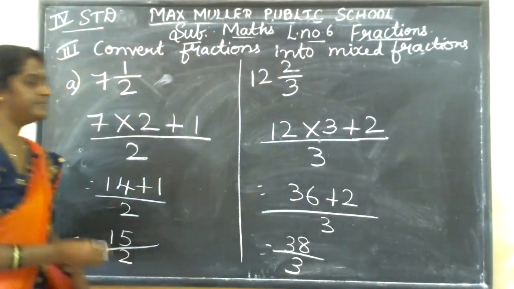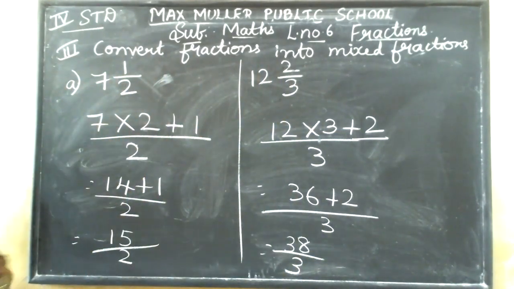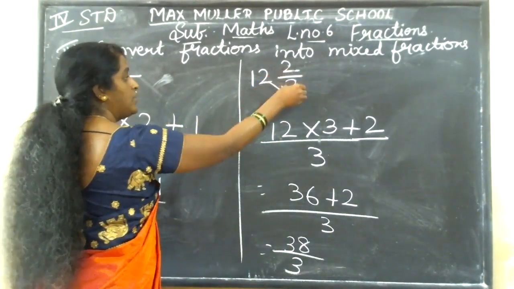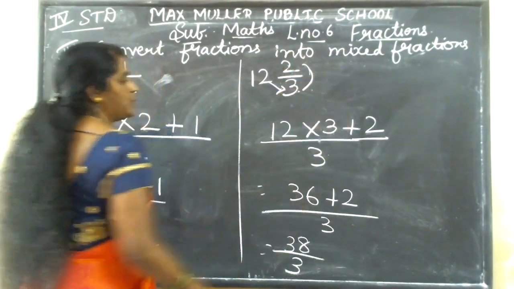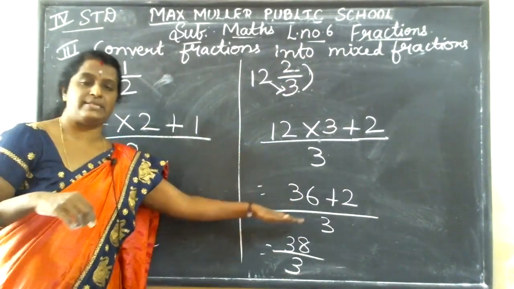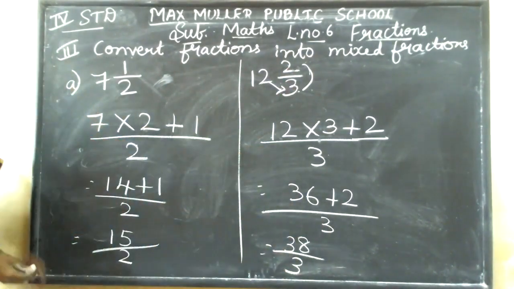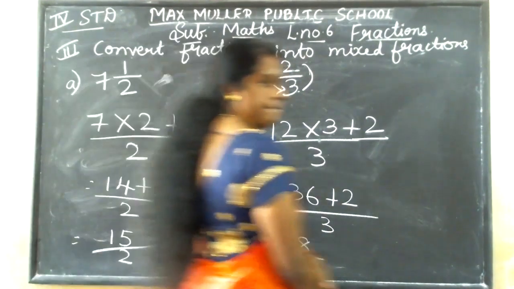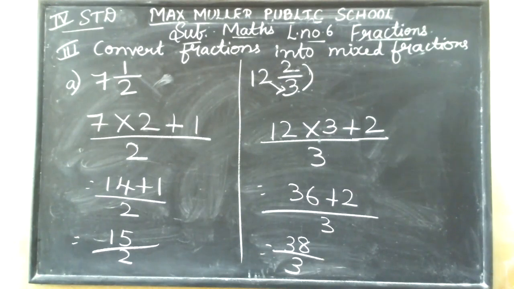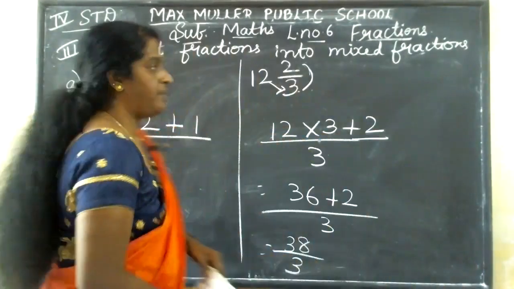Let's copy down the sum. This is always into, and this will be plus. See, 12 into 3 plus 2. The denominator will always be the same in the fractions. Shall I rub the board?